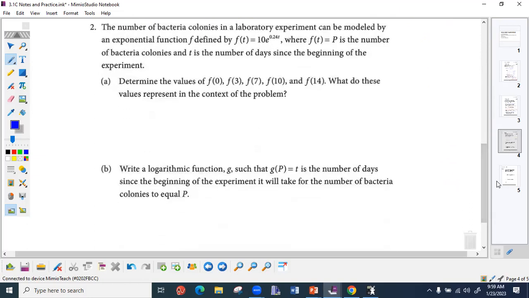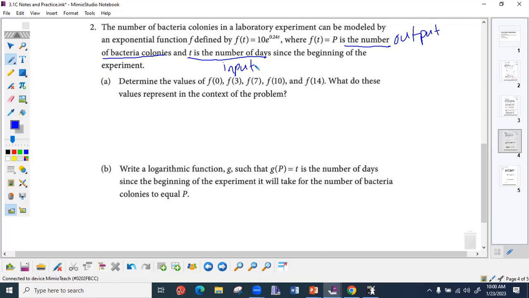All right, so next here, we have the number of bacteria colonies in a laboratory experiment can be modeled by an exponential function. F of t equals 10 times e to the 0.24t, where f of t equals p, and p is the number of bacteria colonies. So my output means what? The number of bacteria. Thank you. My output is the number of bacteria colonies. That is my output. And therefore, t is my what? My number of days, and this is my input, okay? This is the beginning of the experiment.